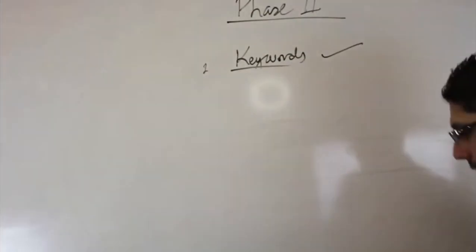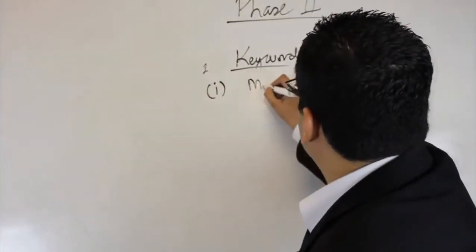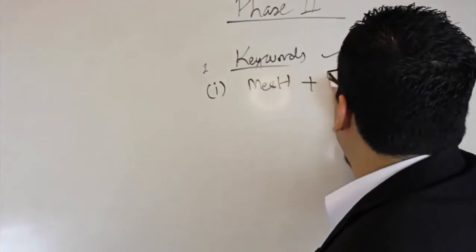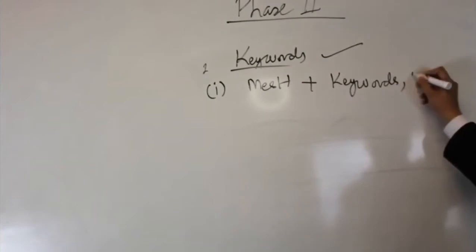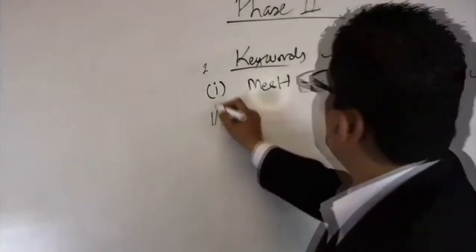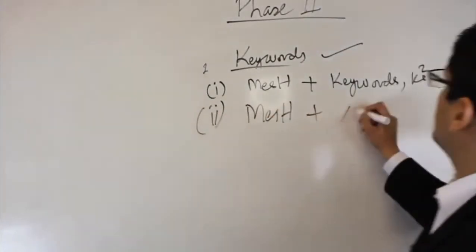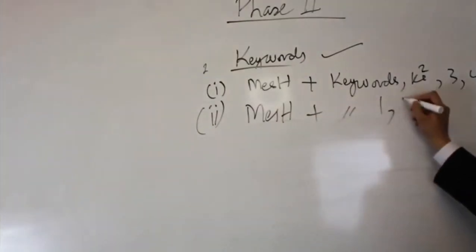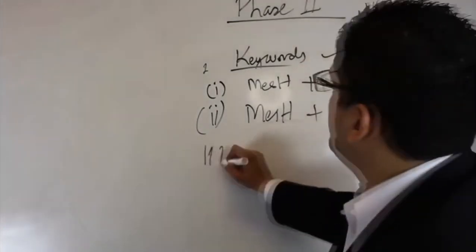So you will have something like this. Mesh strategy plus regular keywords. Keyword number 2, 3, 4, 5, mesh 2. Second keyword, mesh strategy plus the keyword 1, keyword 2, keyword 3, keyword 4, keyword 5, mesh strategy 3.